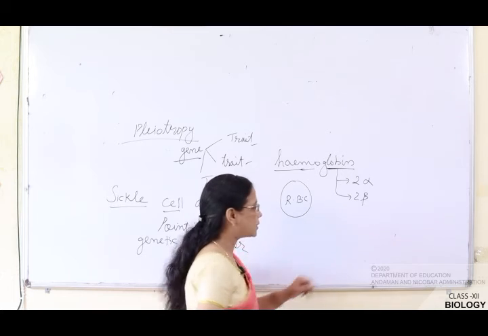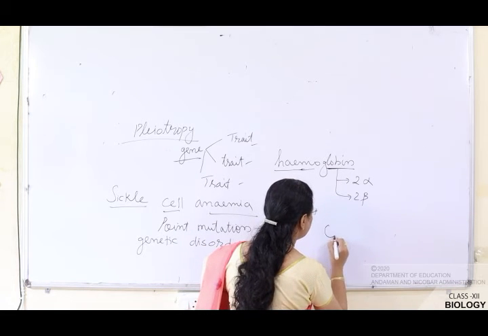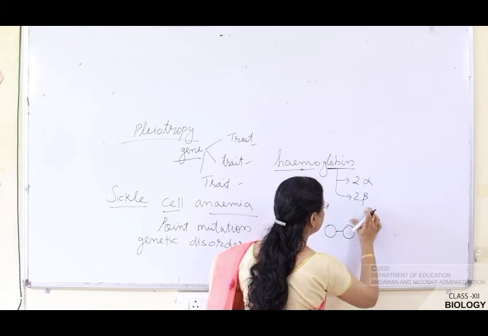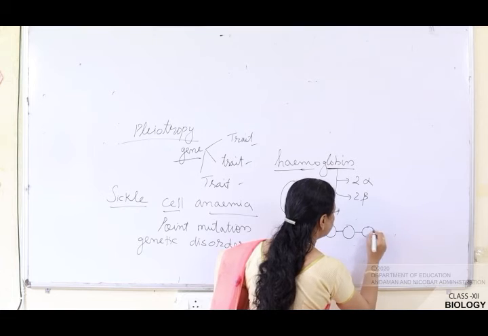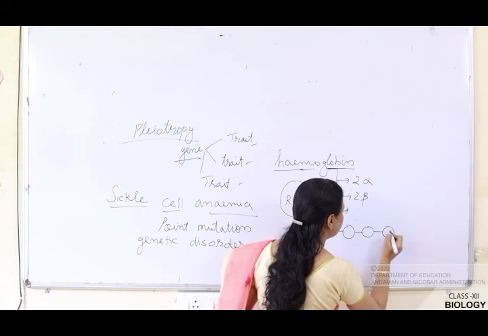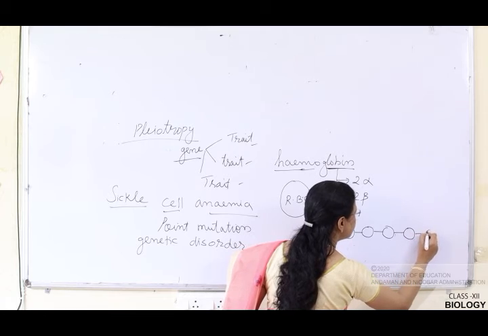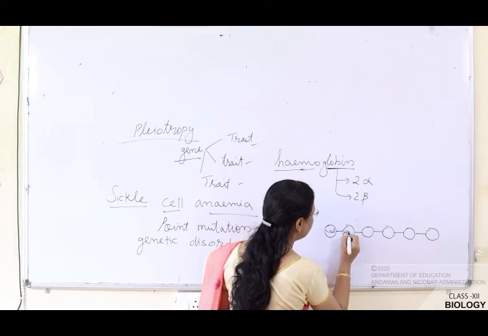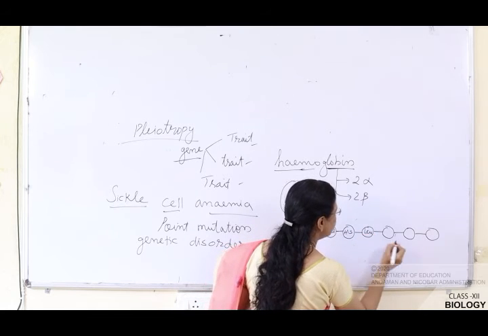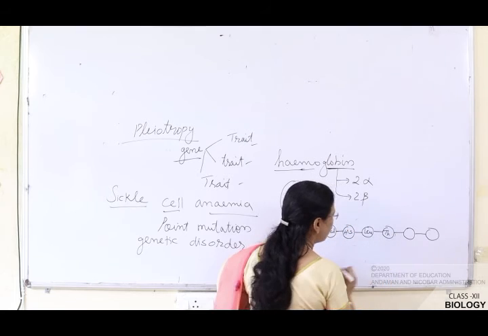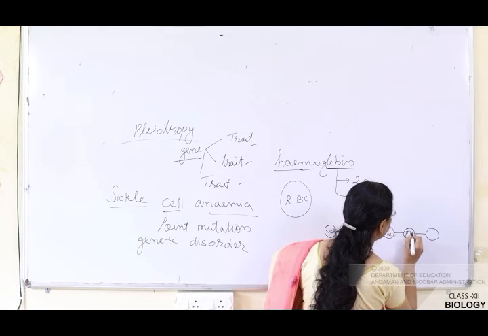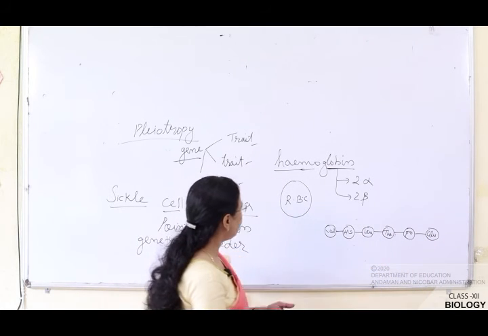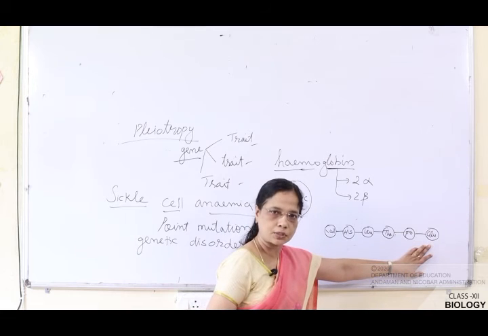So mutation takes place in the 6th amino acid of the beta chain. You will see this is the beta chain: 1, 2, 3, 4, 5, 6. Actually, the amino acids are here. Valine is present. Here, histidine is present. Here you can see leucine, here threonine, and here proline. And here, glutamic acid. In a normal case, glutamic acid is present.